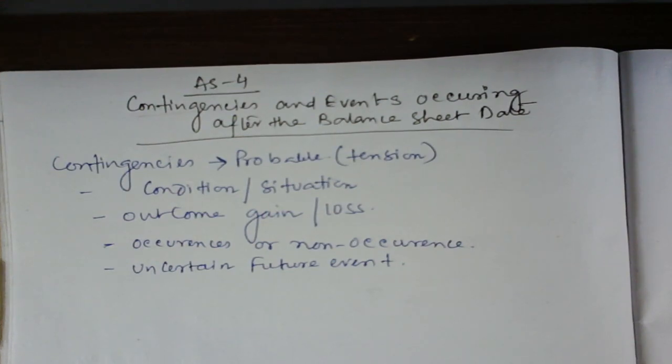Truly an uncertain future event. We don't know about the result or anything else. Here we don't know about anything. It's truly an unpredictable thing. Okay, we don't know about anything else.